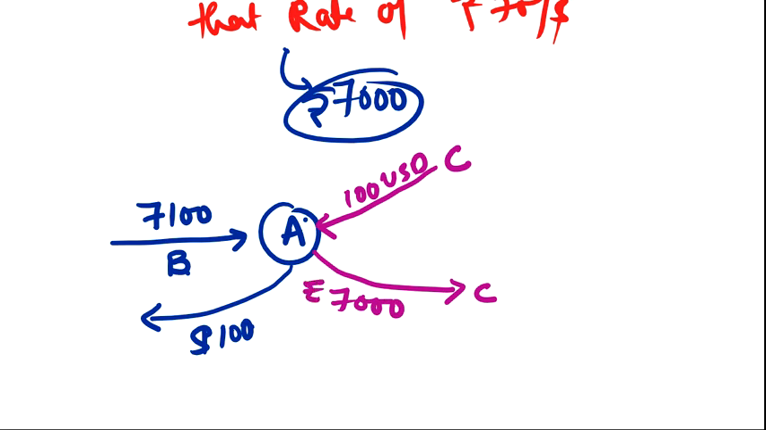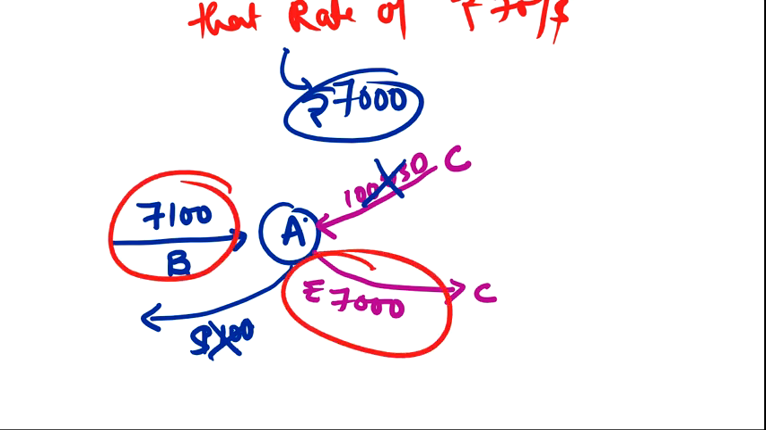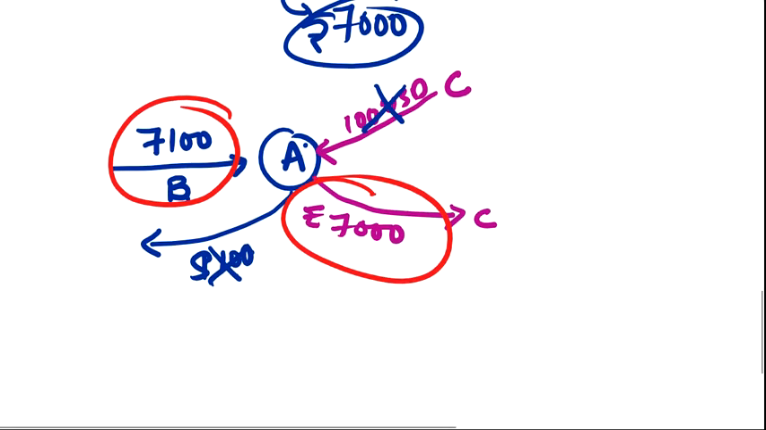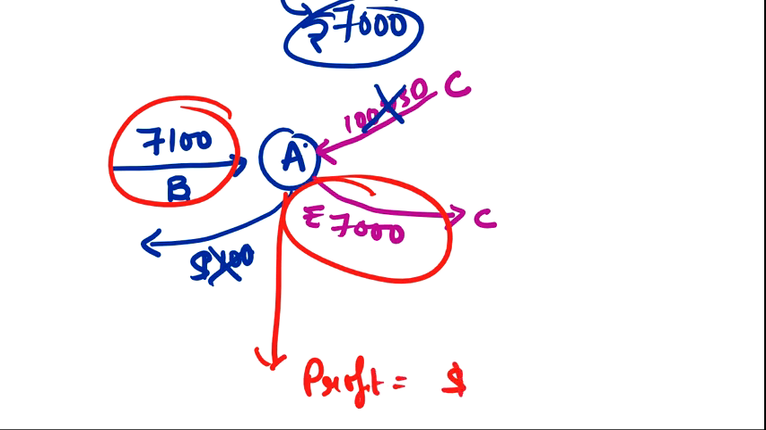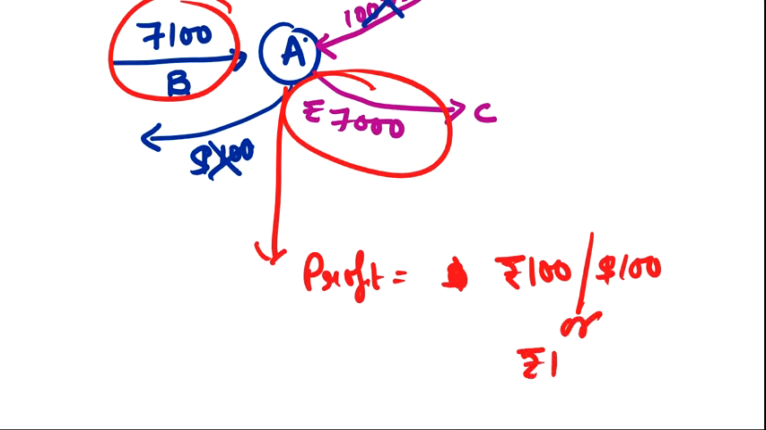7,000 rupees? Clear? Now, let us see. This part cancelled out each other. $100 inflow, $100 outflow. Inflow of 7,100 rupees and outflow of 700 rupees. So what is the profit of Mr. A? It is going to be rupees 100 per $100, or you can say rupee 1 per $1. For every dollar he is making the profit of 1 rupee. Clear? Are you getting my point?